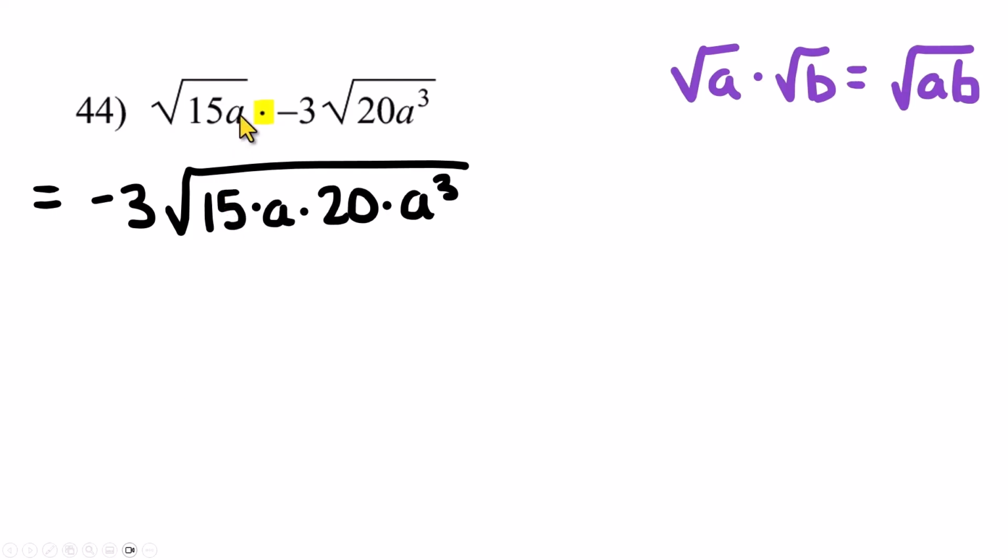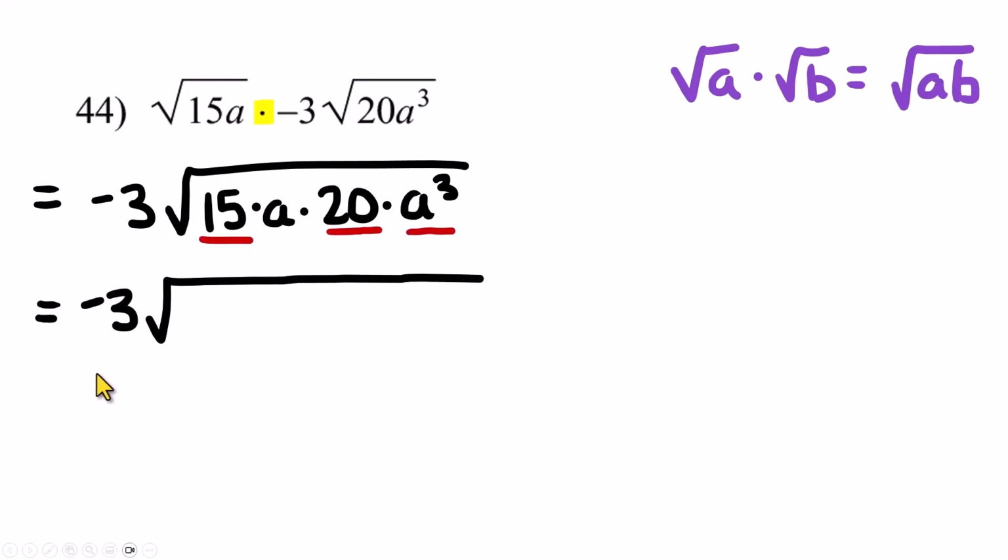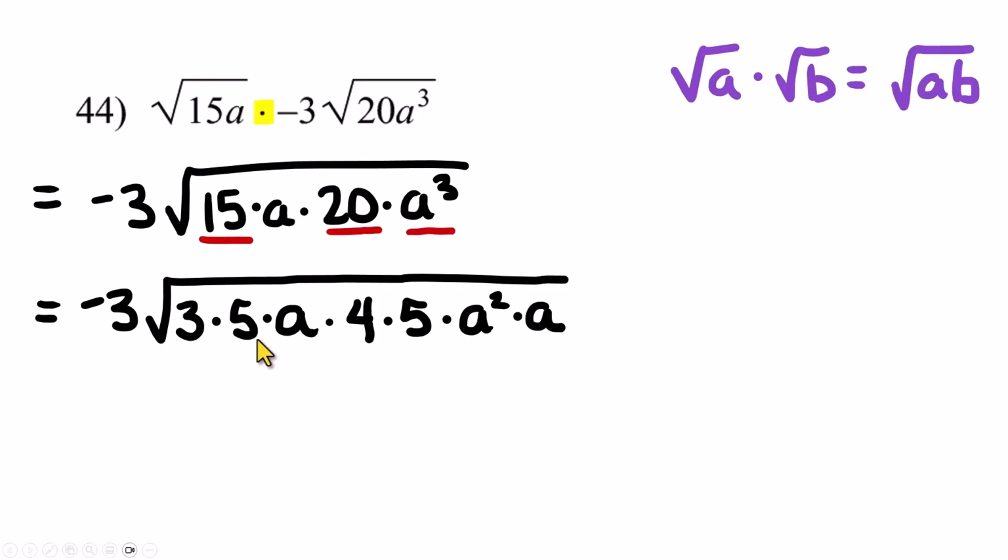Here's my 15, there's the a, there's the 20, there's the a cubed. Okay, what can I do with all this stuff? I think all of these can be busted up into their factors. So 15 is 3 times 5. A just comes along for the ride.